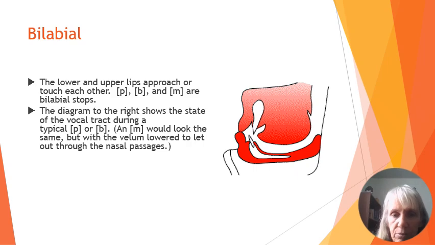Now the diagram to the right shows the state of the vocal tract during a p, b, and m. The m would look the same as the p and the b, but with the velum lowered to let air out through the nasal passages. So we get a coming up through the nose in the m sound.